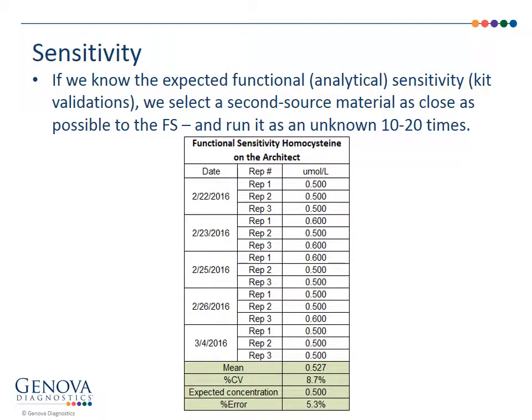So here's an experiment we did on homocysteine on the Architect. The manufacturer told us that the bottom end was 0.500. So we made a solution at 0.500. We ran it 15 times over 5 different runs. And you can see, again, we're looking at it the same way that we look at linearities. We're looking at CVs, this was 8.7%, and error, which was 5.3%. In this particular assay, we had a 10% limit. So this was good to go. We've confirmed the manufacturer's sensitivity.